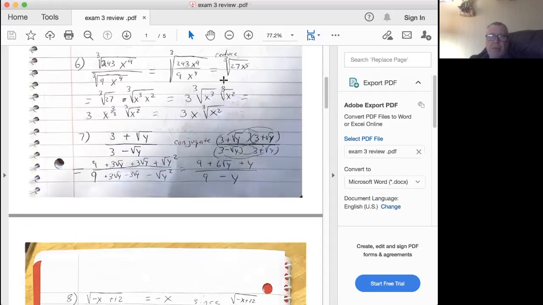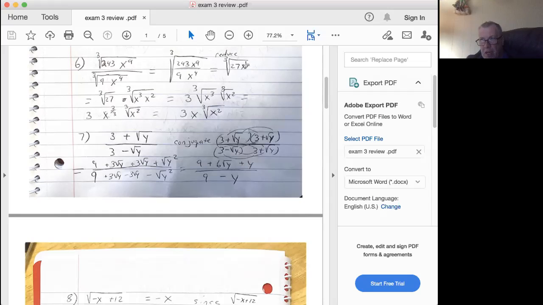Looking at a cube root example where we have a fraction. In number 6, we start out with a cube root over a cube root. We can write that as a single cube root with the fraction underneath it and try to reduce. In this case, it reduces pretty nicely. 243 divided by 9 is 27. That's nice because the cube root of 27 is 3. And as far as when this is an odd index, how do we break this up? Well, we take the exponent and break it up into similar bases.